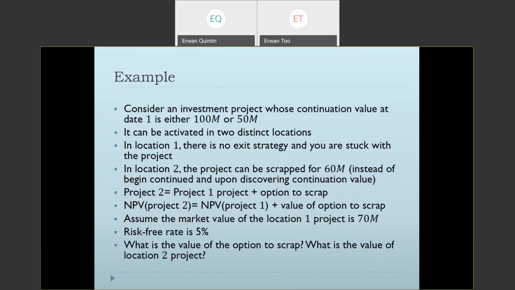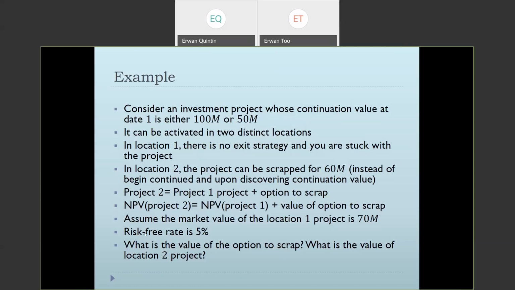Okay, now let's assume that I happen to know that the market value in the first location of the project, so that's the location without flexibility, is 70 million. Why? Maybe I saw a project like that transacted just recently. Somebody bought that particular project for 70 million. So I happen to know the value of that project without flexibility.